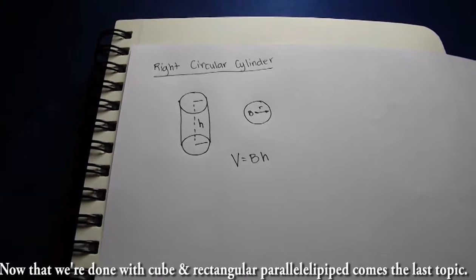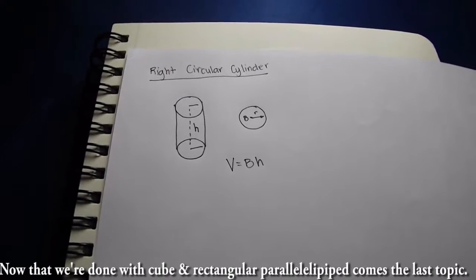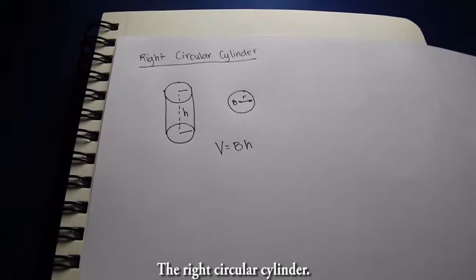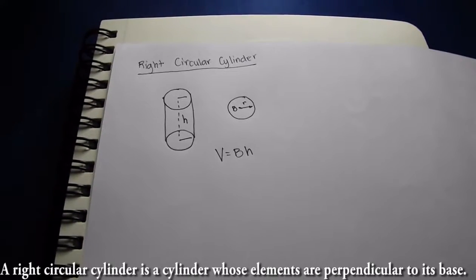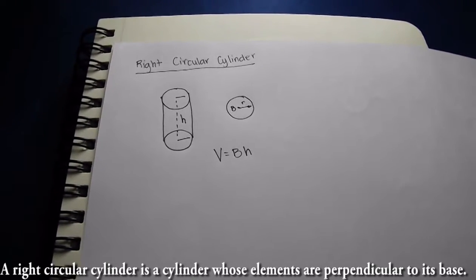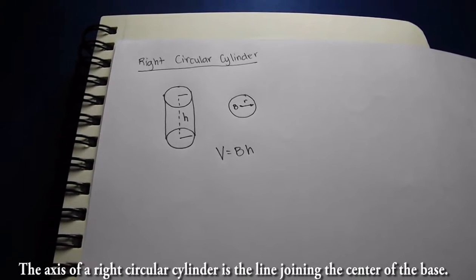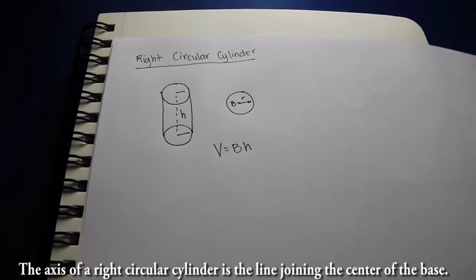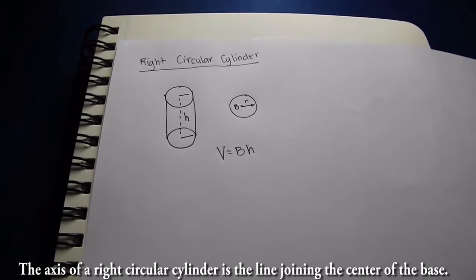Now that we are done with the cube and rectangular parallelepiped, comes the last topic, the right circular cylinder. A right circular cylinder is a circular cylinder whose elements are perpendicular to its base. Its properties are: the axis of a right circular cylinder is the line joining the centers of the bases.